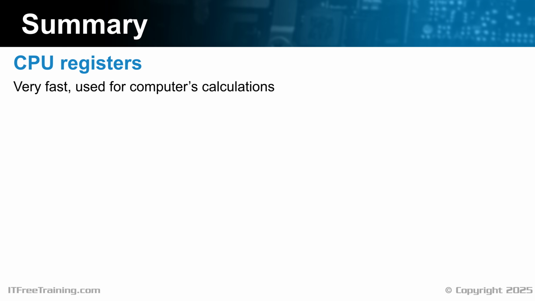In order to perform calculations and other processing, the CPU has a small set of CPU registers. These are very fast memory designed to keep data while the CPU is actively working on it. Different CPUs will have a different number of registers available for processing.